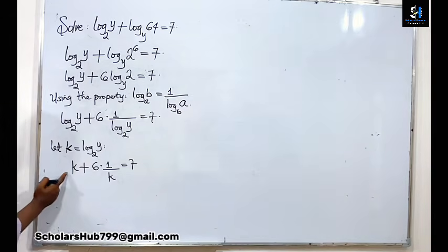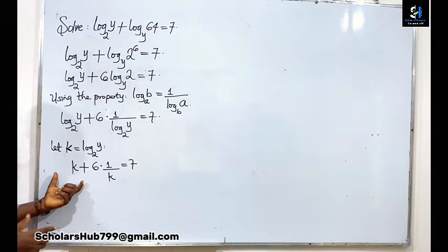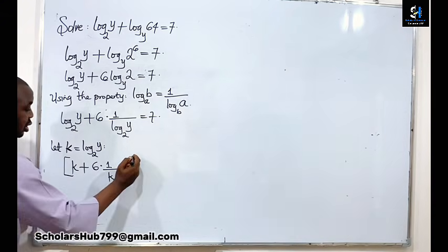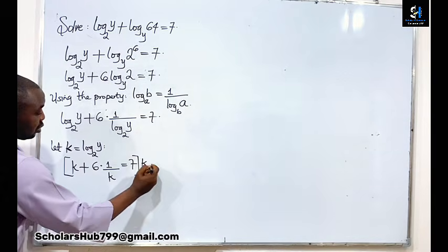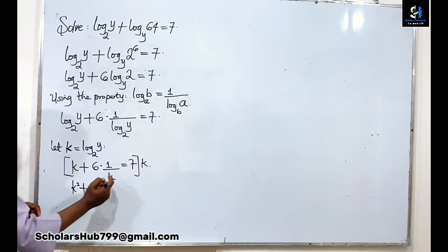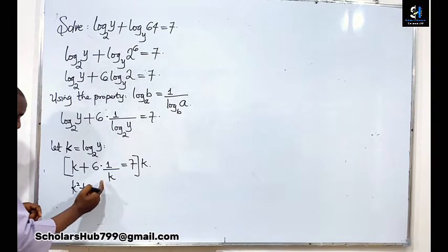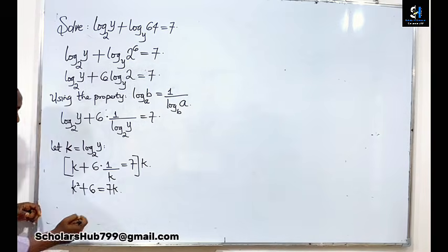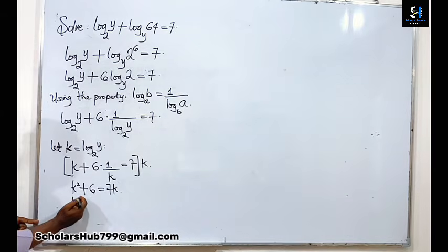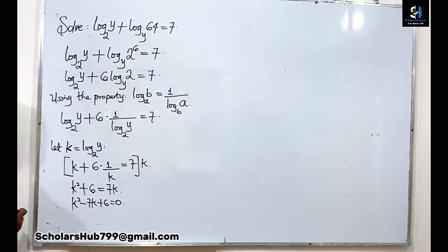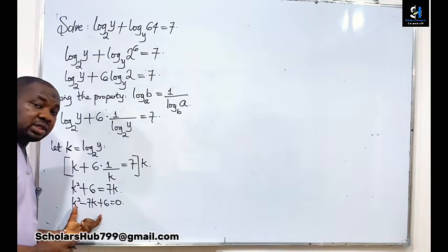Now, because I want this equation to become a quadratic equation, I'm going to multiply through this equation by the letter k. So k times k will be k squared. K multiplied by 6 over k will be 6. K times 7 will be 7k. Then I'll bring this over to the left hand side, so that k squared minus 7k plus 6 will be equal to 0. So this is a quadratic equation.